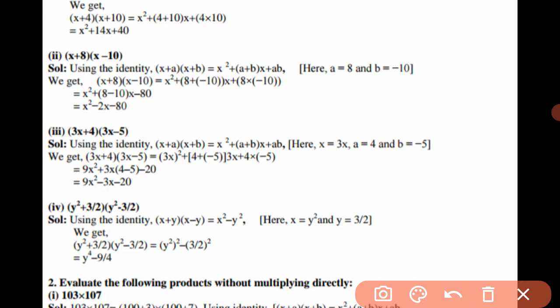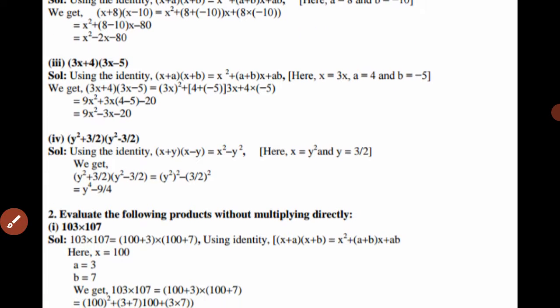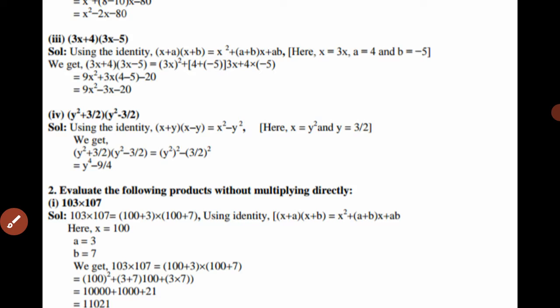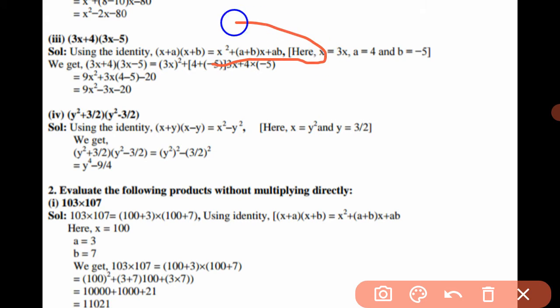Now in the third part, we have been given 3x plus 4 and 3x minus 5. In this we can use the same identity, (x plus a)(x plus b) equals x square plus (a plus b)x plus ab, where the value of x is 3x, the value of a equals 4 and the value of b equals minus 5.